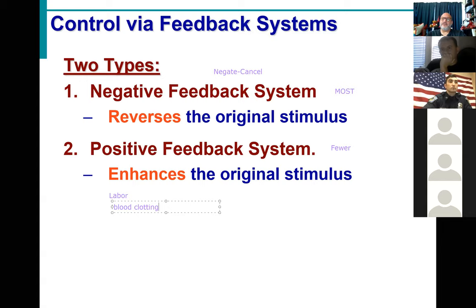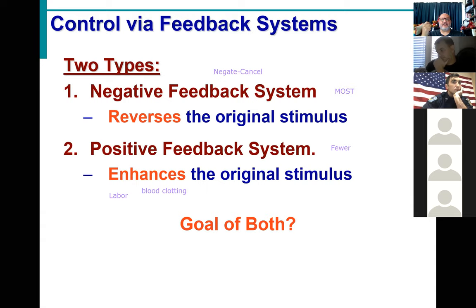So again, notice in both of those cases, we have a disturbance and we're enhancing it. But remember, the important thing about this is that the goal of both is the same. The goal of both, whether you're using a positive or a negative feedback process, is to bring the body back into balance. That is our goal of both. The goal of both positive and negative feedback processes is to bring the body back into balance.